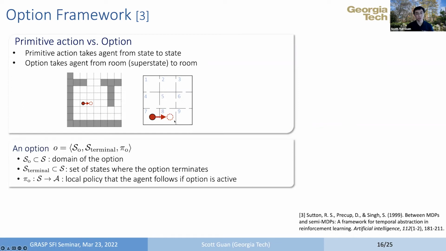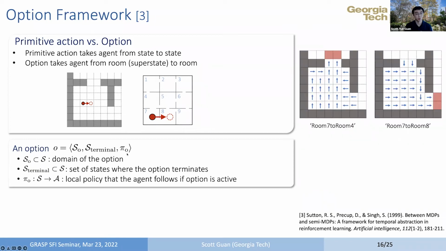This idea of generalized action can be formalized through the option framework, and an option is essentially just a tuple. It contains the domain of the option, which tells the agent at which states this option is available; a set of terminal states, telling the agent that if you reach one of these states, then this option is terminated and you need to select a new option; and finally, a local policy that tells the agent what action to pick under this option, given that I'm currently within the domain of this option.